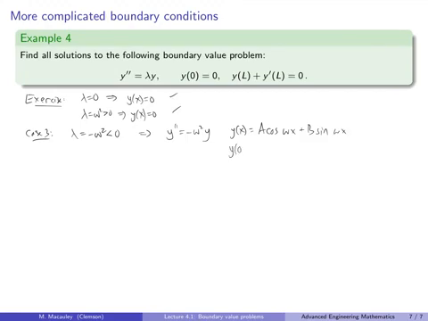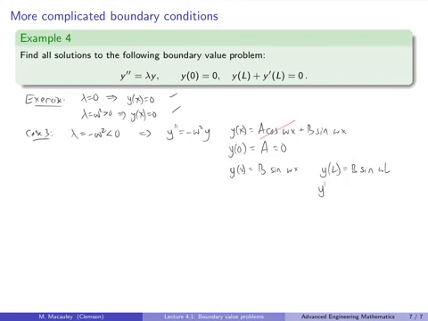So the first boundary condition, y of 0 being 0, is just going to kill off the cosine as before. So this is a times 1 plus 0 equals 0, so a is going to be 0. That just kills off that. Now we have that y of x is b sine of omega x. So y of L equals b sine of omega L.